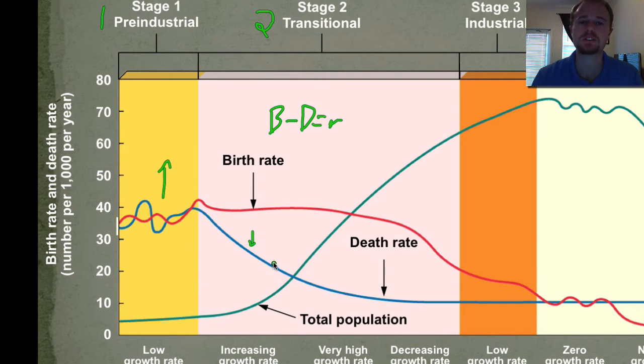So as my death rates decrease, reducing this D, what's going to happen to this number? It's going to become more positive. So therefore, your population size is going to exponentially grow.